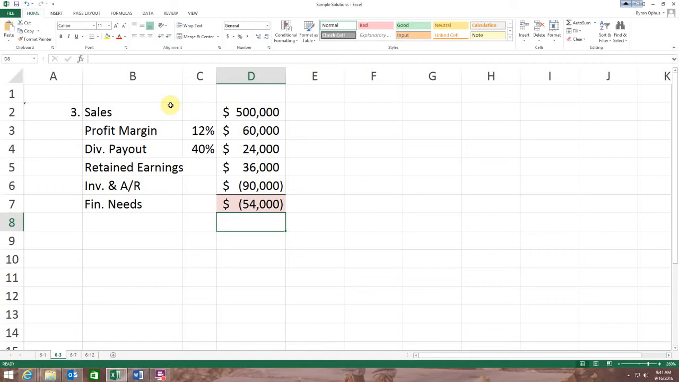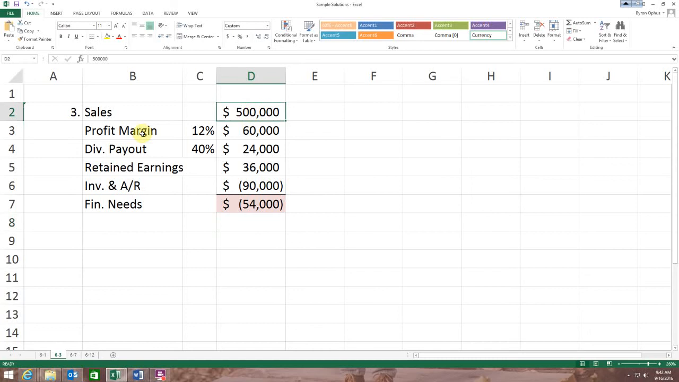The company has a steady profit margin of 12% with a 40% dividend payout rate. How much external financing will Tobin Supplies Company have to seek, assuming there's no increase in liabilities other than that which will occur with this particular external financing? So again, let's just set this up, and we'll start with our sales.